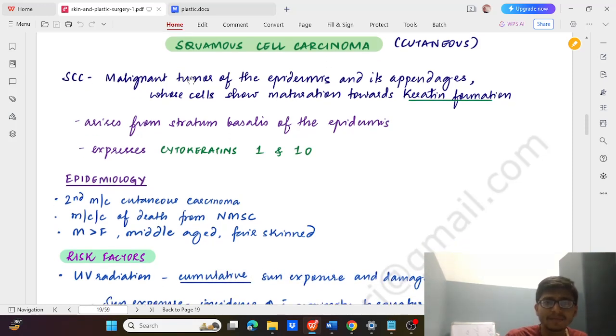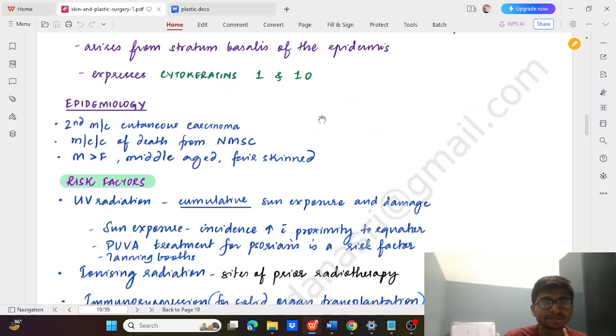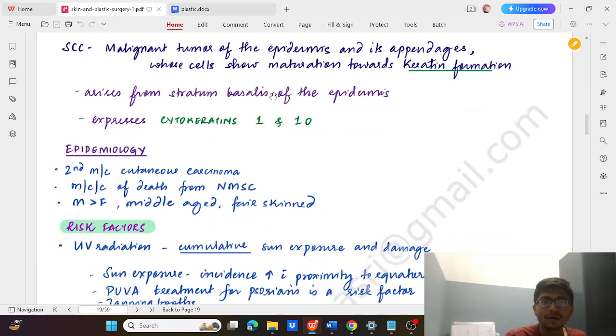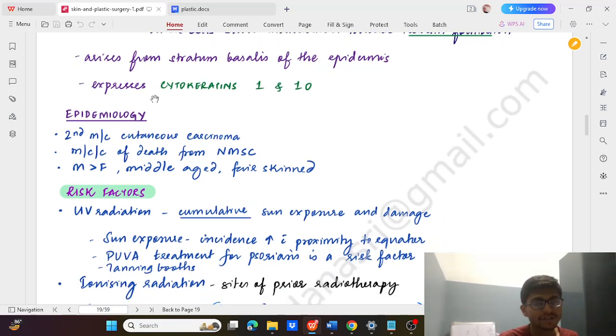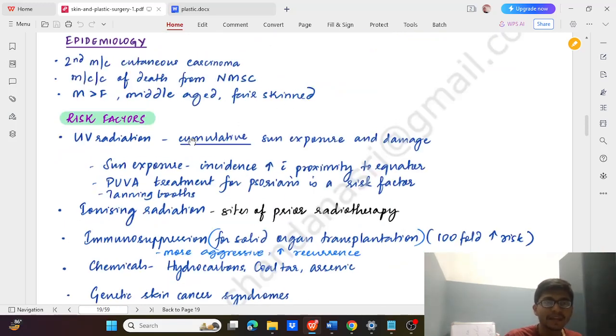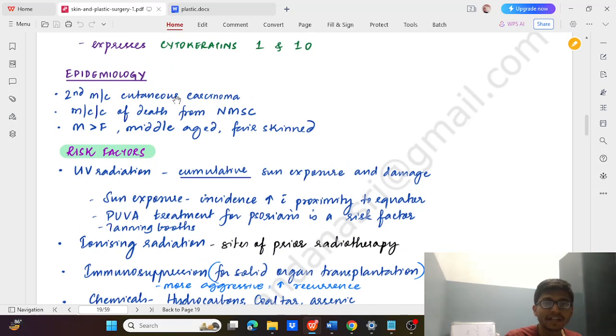These are squamous cell carcinoma, the malignant tumor of the epidermis and its appendages like the hair follicle, and these show maturation towards keratin formation. It arises from the stratum basalis or germinativum, that is the lowermost layer of the epidermis, and on IHC, immunohistochemistry, these demonstrate cytokeratin 1 and 10. Epidemiologically, these are the second most common cutaneous carcinomas after basal cell carcinoma and the most common cause of death from non-melanoma skin cancer. Males are more commonly affected, and middle-aged and fair-skinned people are more affected.